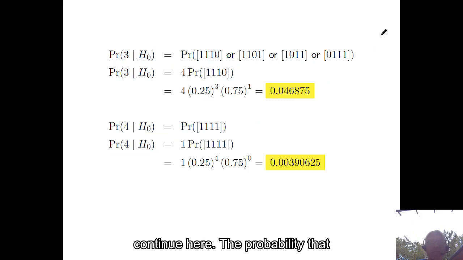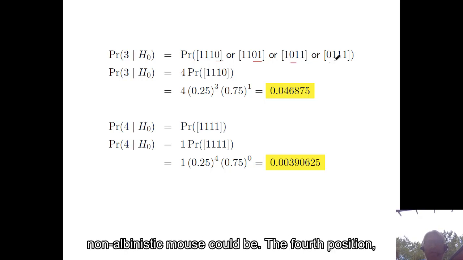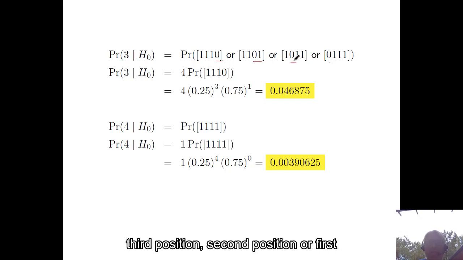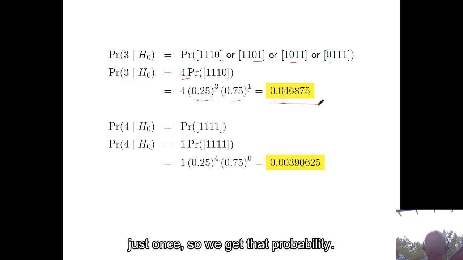The probability that x equals 3. This is starting to look a little easier again because there's only 4 possibilities, 4 places that the non-albinistic mouse could be. The 4th position, 3rd position, 2nd position, or 1st position. So there's 4, and that's 0.25 to the 3rd power because 3 mice show albinism, and 0.75 just once. So we get that probability.